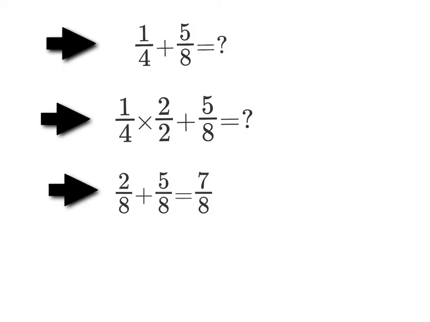So again, you get 2/8 plus 5/8 equals 7/8, because in this situation we can add the numerator 2 to the numerator 5 in the second fraction to give us 7, and then we can carry along the common denominator, which is 8. So 1/4 plus 5/8 would give us 7/8.